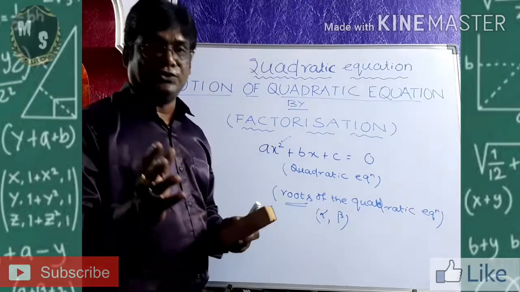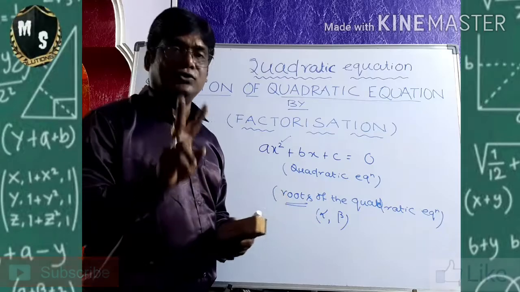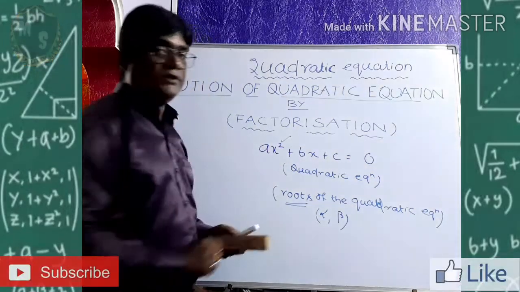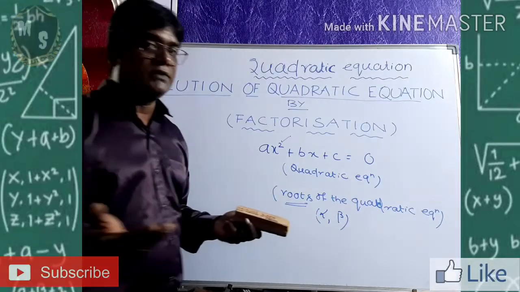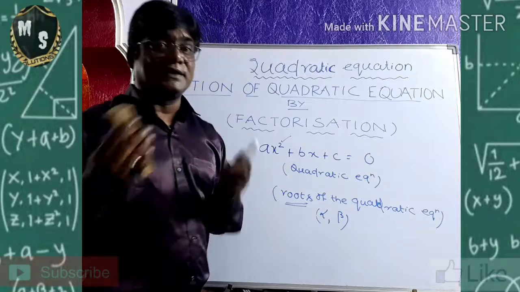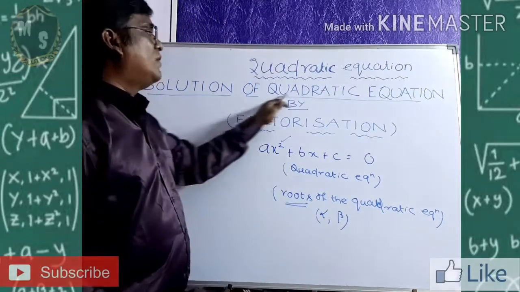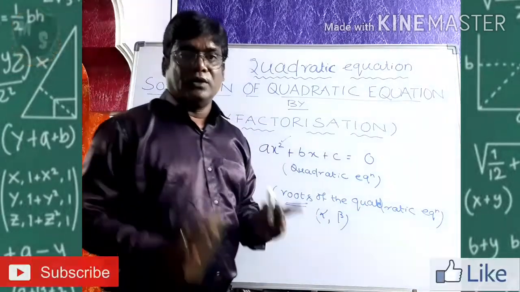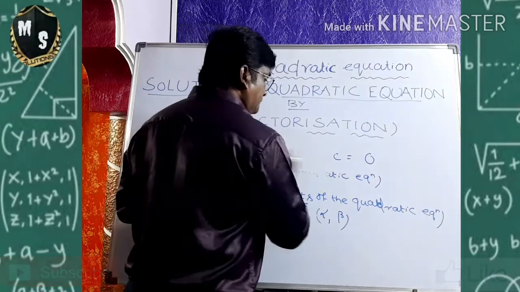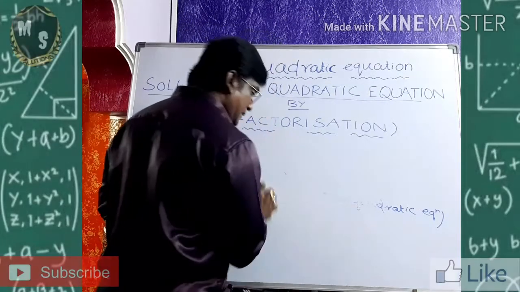Roots means the solution. Solution, how many? 2 solutions. Why 2 solutions? Because it is a second degree equation. What is the format of a second degree equation? ax square plus bx plus c equal to 0. What is it called? It is called a quadratic equation. Understood? Now you just go for the solution by factorization.